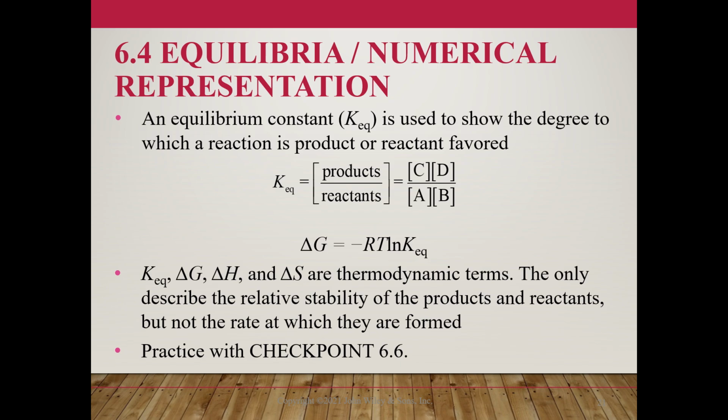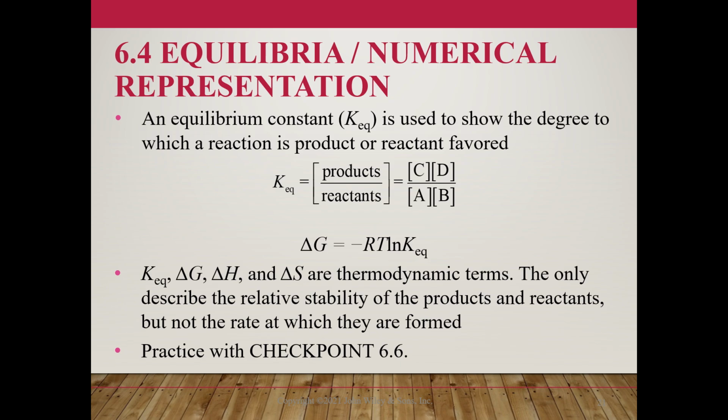For example, if we had 2A reacting with 1B to form 3C and 1D, then C would have the exponent 3, D would have the exponent 1, A would have the exponent 2, and B would have the exponent 1. Those exponents for the concentrations in our equilibrium expression are always the stoichiometry from our balanced reaction.